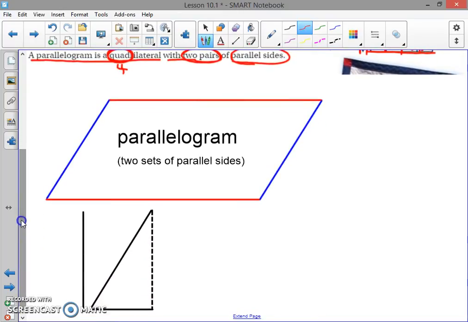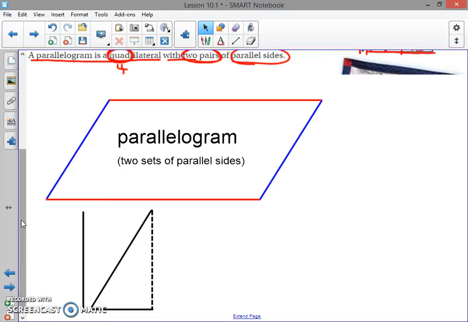All right, so let's look at a parallelogram. So a square is a parallelogram, a rectangle is a parallelogram, and we also have this figure, which typically we call a parallelogram, right? Because it has two sets of parallel sides. The blues will never touch. They'll always be equidistant from each other. The reds will never touch. They'll always be equidistant from each other. So we have two sets of parallel sides.